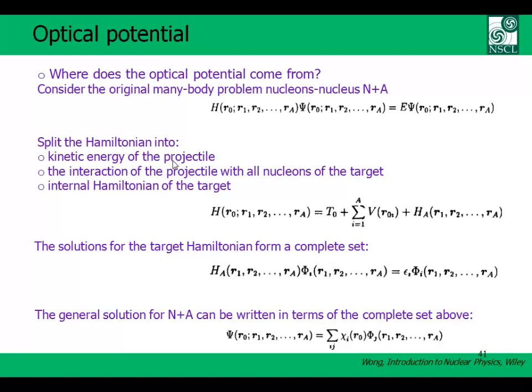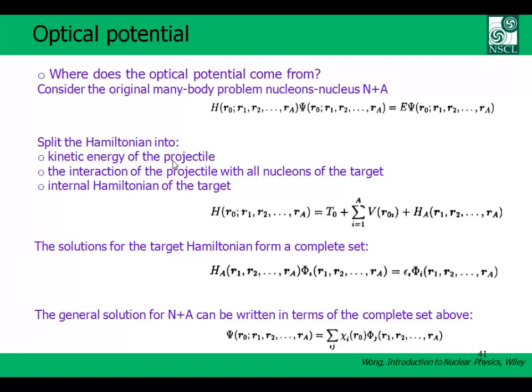So using this definition of HA, I also have solutions for a Schrödinger equation that only involves the target nucleons. So I can write down, identically to this, a Schrödinger equation that only involves the target nucleons. And let's define phi I as the complete set generated by the solutions of these equations.